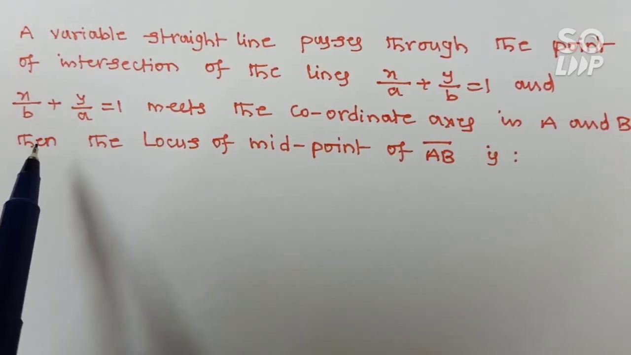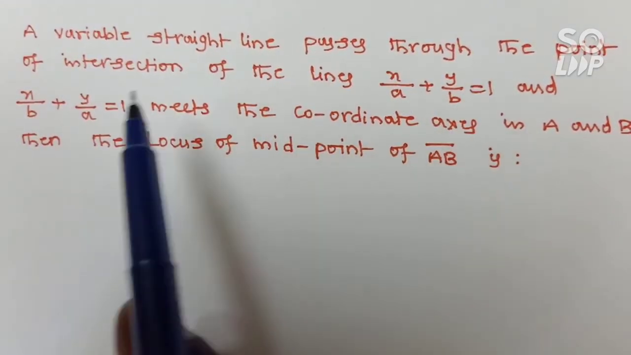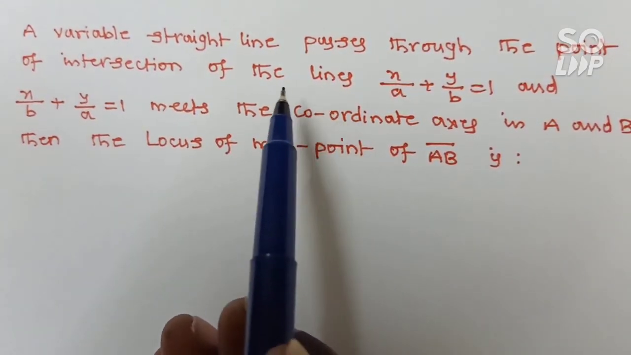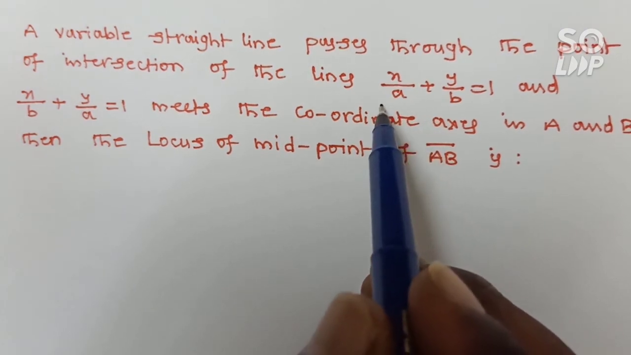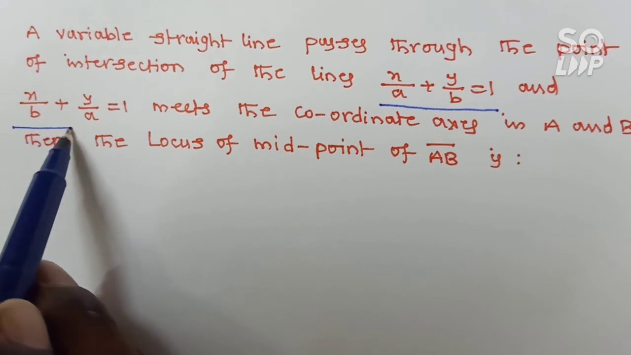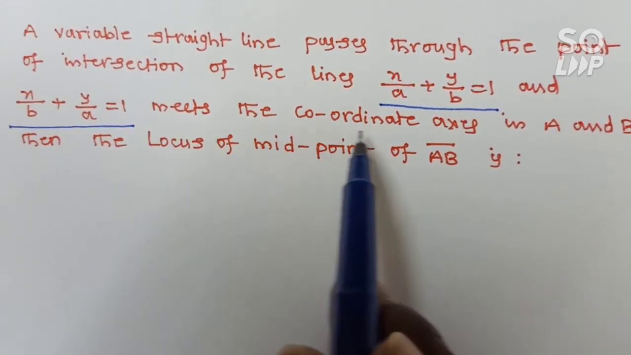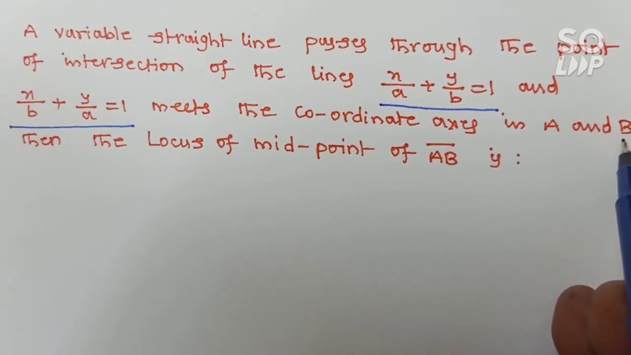See, in this question, a variable straight line passing through the point of intersection of x by a plus y by b is equal to 1 and x by b plus y by a is equal to 1 meets the coordinate axes in A and B.